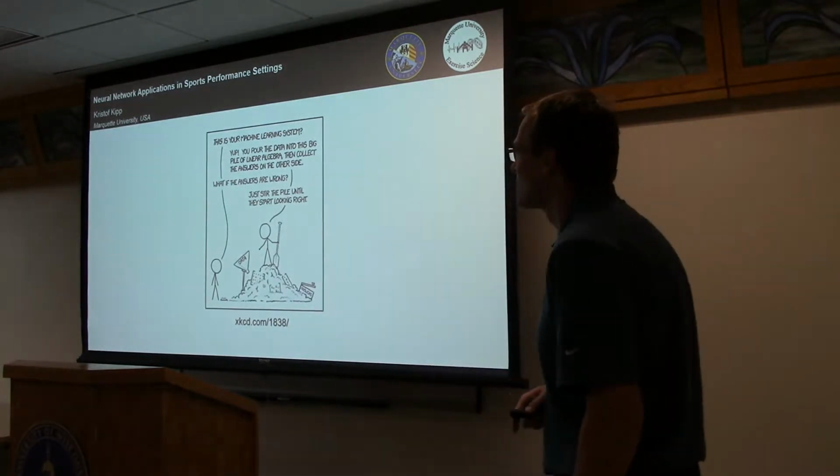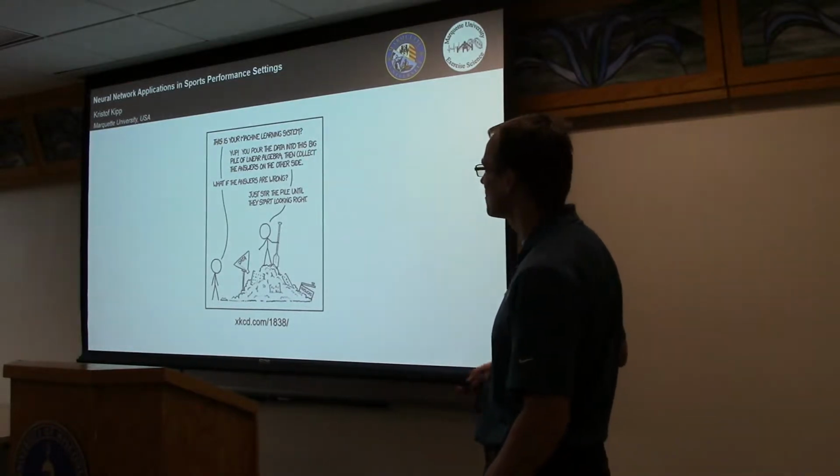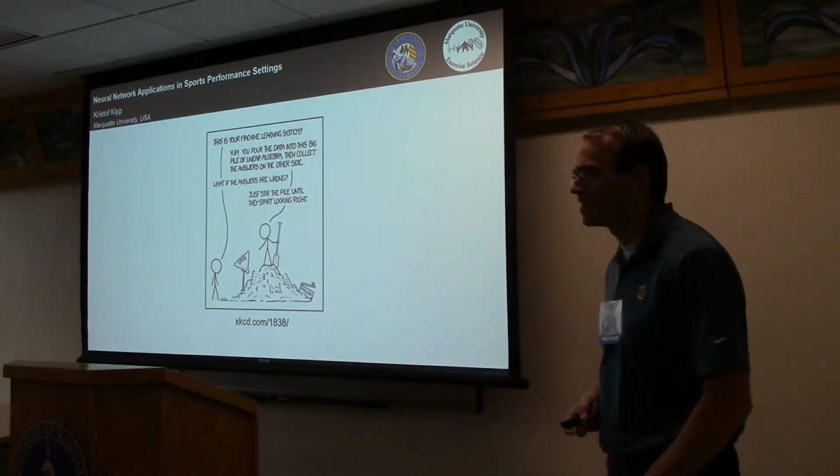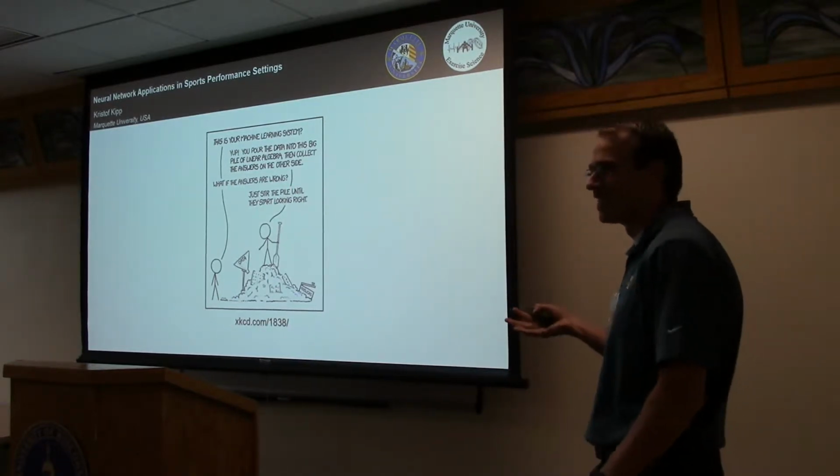We'll start with this little cartoon. This is your machine learning system. Yep, pour the data into this big pile of linear algebra and collect the answers on the other side. What if the answers are wrong? Just stir the pile and they start looking right.